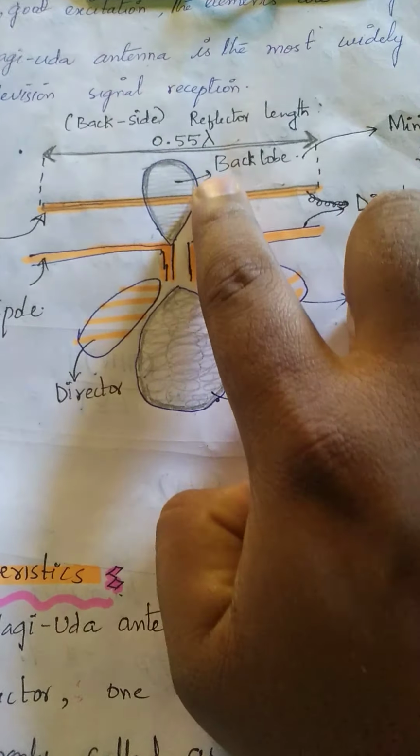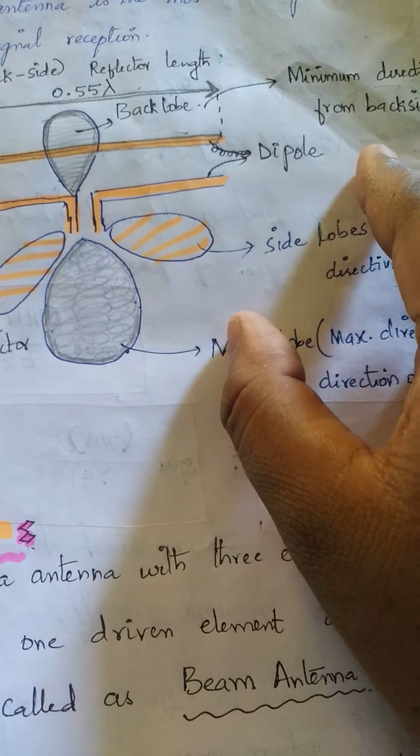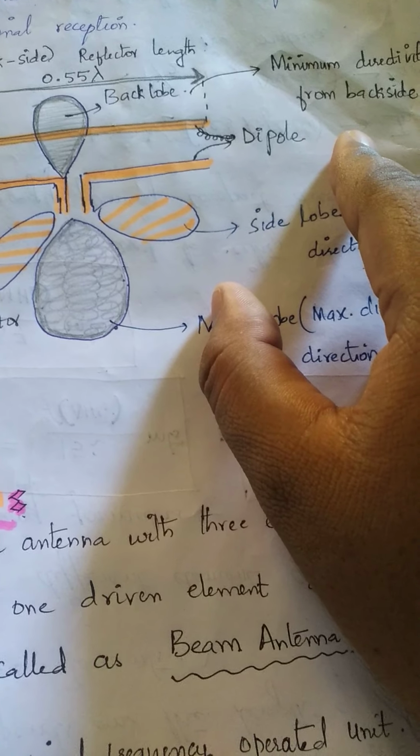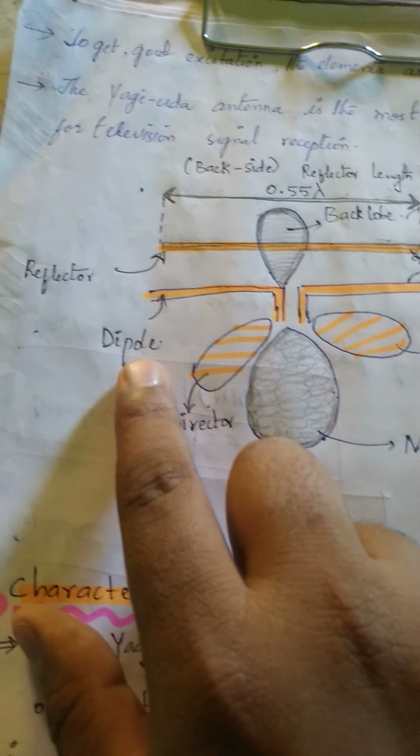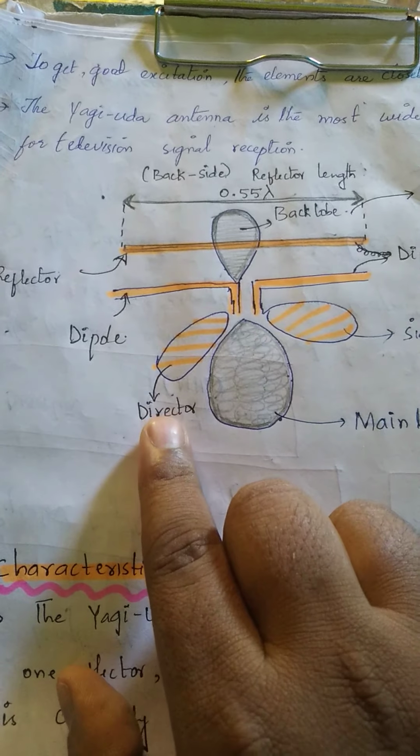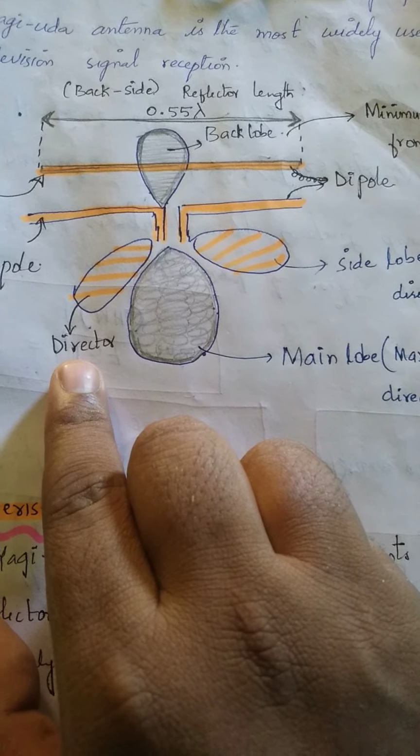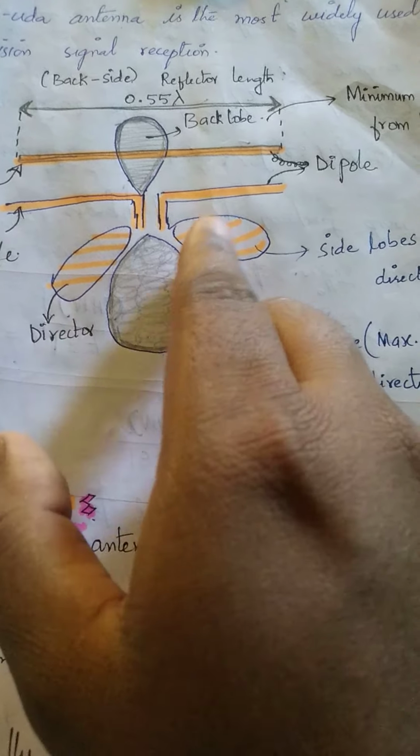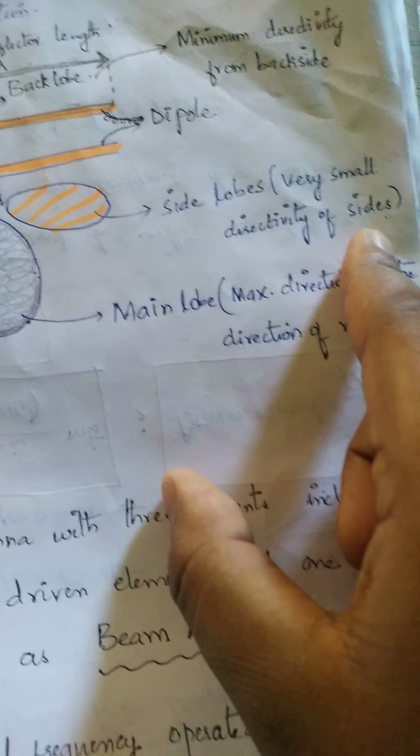this is the back lobe we had, and it has minimum directivity from the back side. From the back end, if you want to see, then it will get the minimum directivity. Similarly, it has dipoles, it has reflectors, and it has the directors. As we have said, we are going to use the directors, reflectors and driven elements.